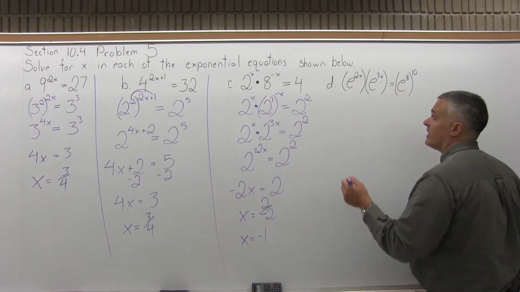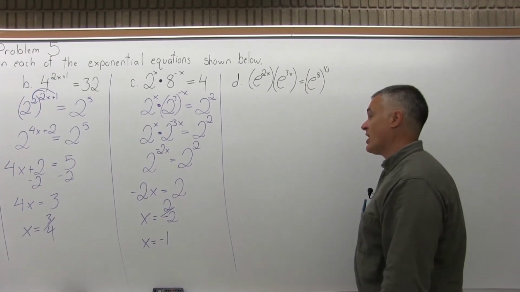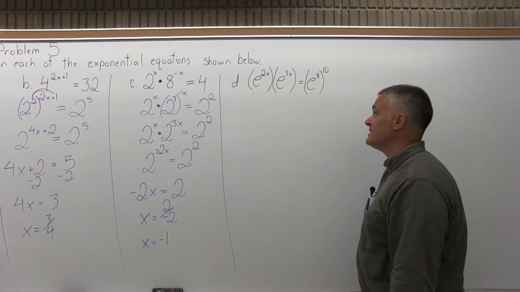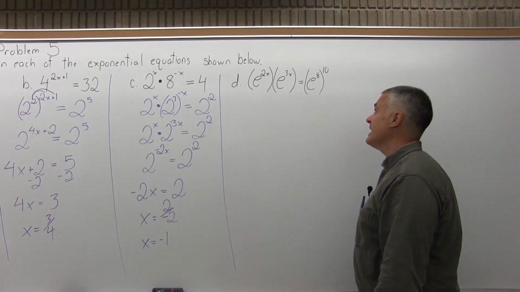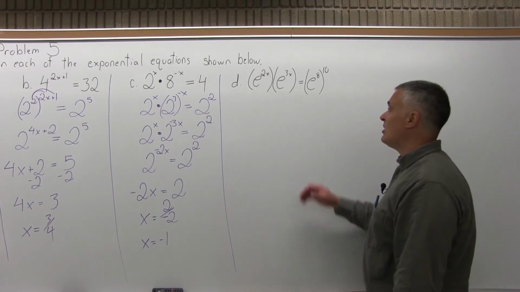And then finally, part D looks like it's the toughest. I think it's really not. It says solve the exponential equation e to the 2x times e to the 3x equals e to the 8th raised to the 10th power. Seems awful. So first of all, what is the e?